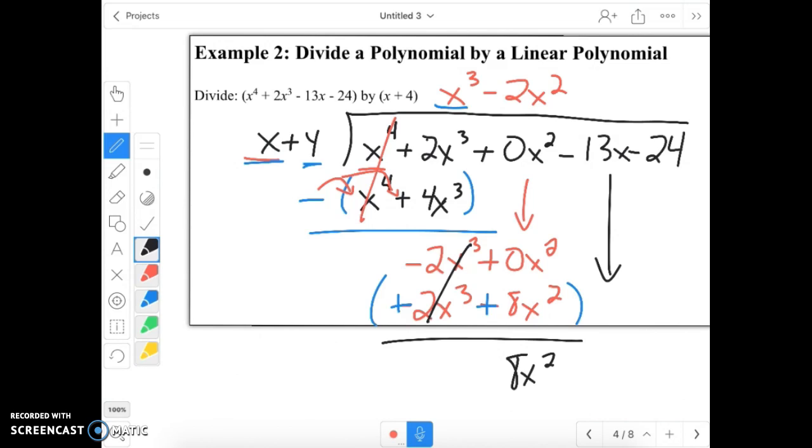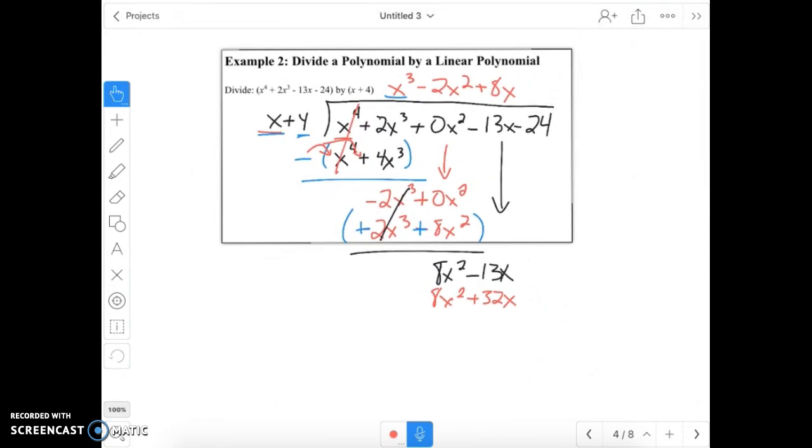We're going to bring down a negative 13x and ask ourselves that same question. What do we multiply by in order to get to that 8x squared? So that would be a positive, I'm actually going to go back to red so everything's in the same color, plus 8x. Multiply both of those terms by 8x, so I get 8x squared. 8x times 4 is 32x.